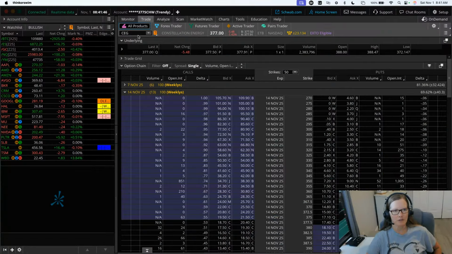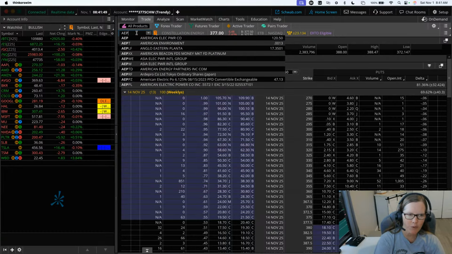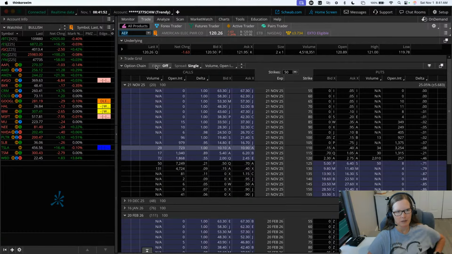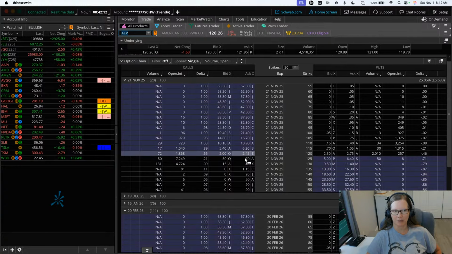I want to go to the options chain though, and I want to check first price, next liquidity. All right, liquidity. I like these to be 1,000 or more. I'll trade them at 500 or more, but I prefer 1,000. Looking out into November, I got the liquidity. It's affordable for my account. I like to buy at the money, so it's affordable for my account.